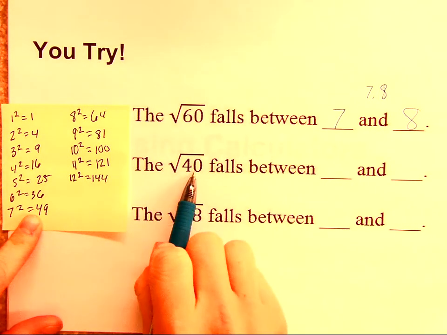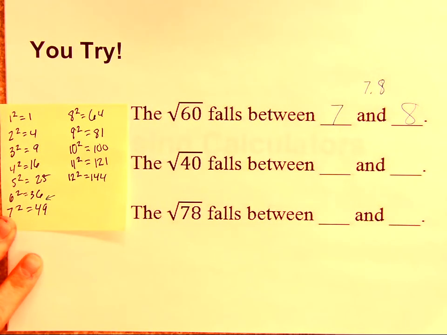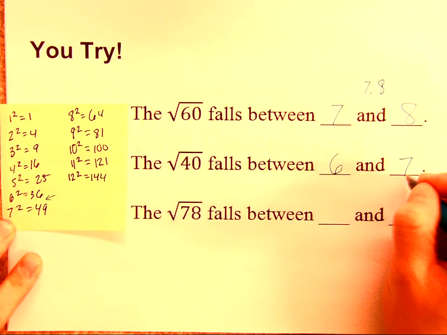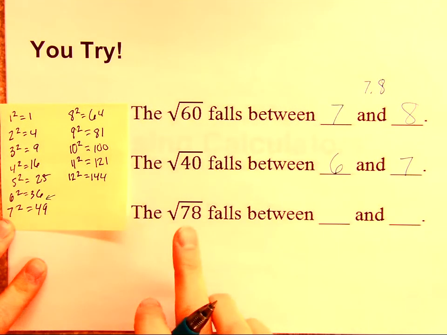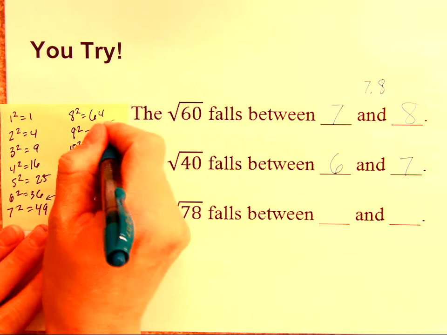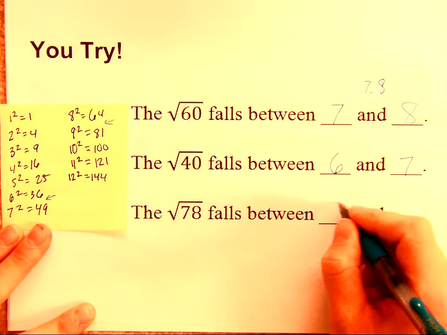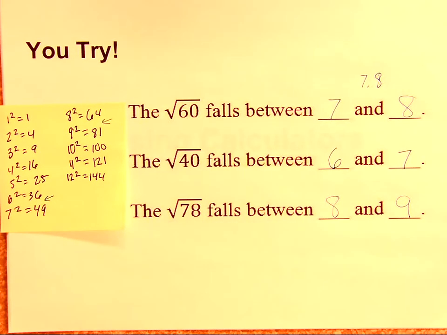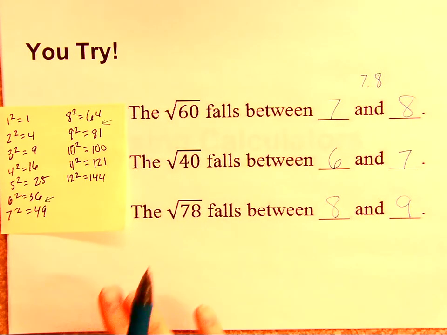So 40, if I'm looking at my list of perfect squares, is between 36 and 49, which means this square root is going to fall between 6 and 7. The square root of 78 falls between 64 and 81, which means the square root here is going to fall between 8 and 9. Okay, so we can see the faster you can make this list, the easier estimating square roots will become.